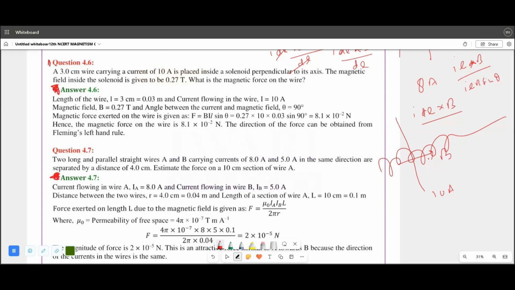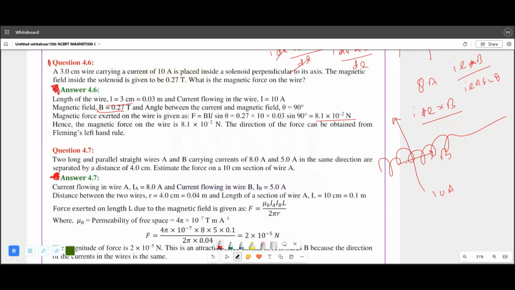तो मैग्नेटिक फील्ड इज ऑन द एक्सिस ऑफ द सोलेनोइड एंड करंट इज गोइंग एट 90 डिग्री. तो क्या होगा? I L B sin 90 हो गया, राइट. तो आपके पास I है, आपके पास B है, ओके यहाँ पर, और आपके पास L है. ओके तो क्या होगा? I L B sin 90, दैट इज 8.1 × 10⁻² न्यूटन.